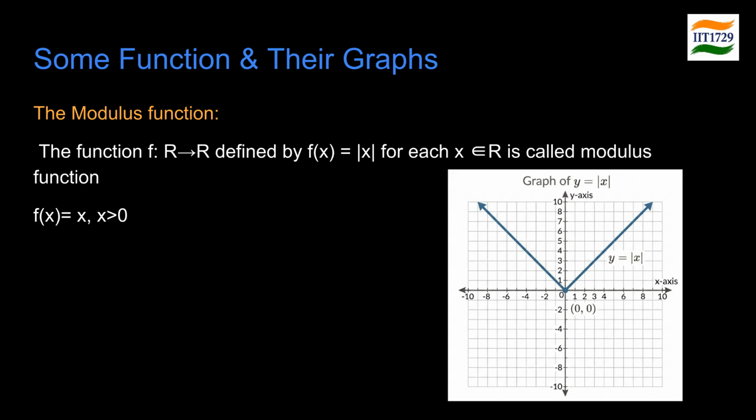The modulus function, or absolute value function, returns x for positive values and negative x for negative inputs. Its domain is all real numbers, and its range is the set of all non-negative real numbers. The graph of mod x is v-shaped.